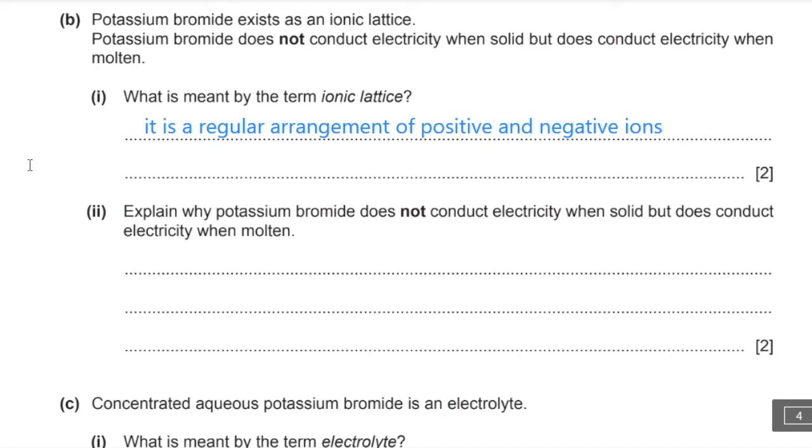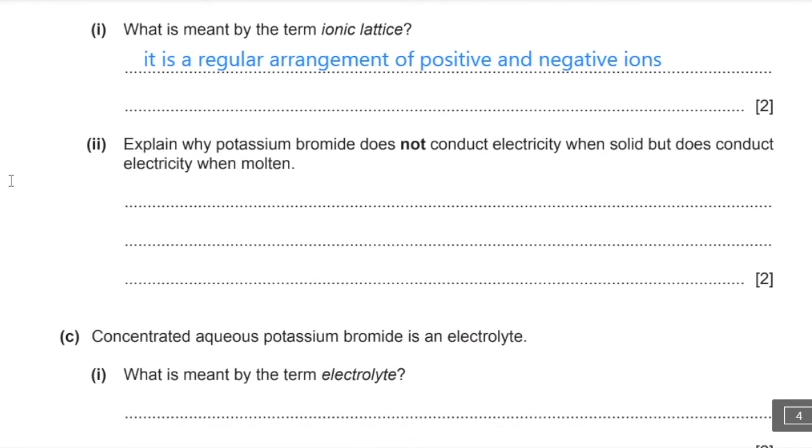And that's it. 2. Explain why potassium bromide does not conduct electricity when solid but does conduct electricity when molten. So for electricity to be conducted, the ions in this ionic compound have to be able to move throughout the structure, which they can't in solid form, but in molten or aqueous form they can move and conduct electricity.